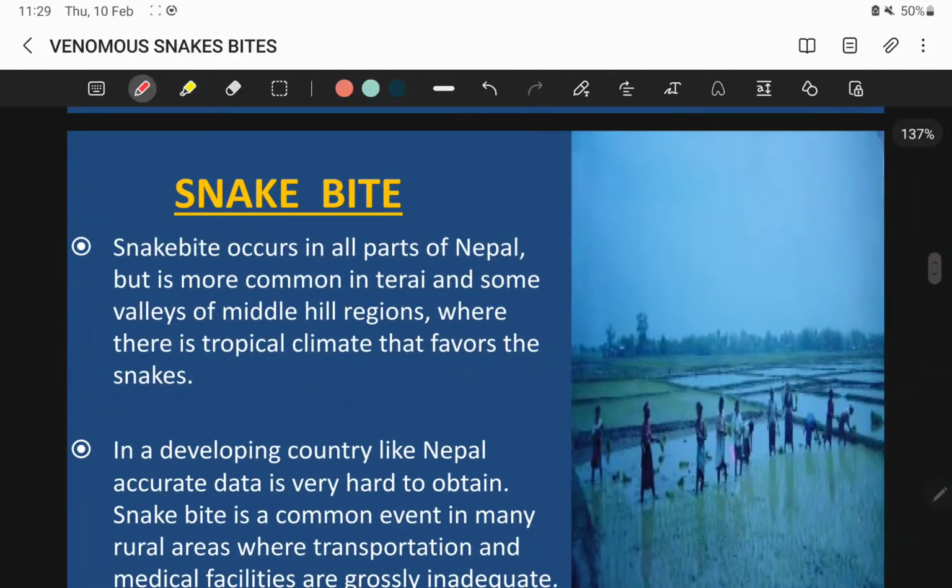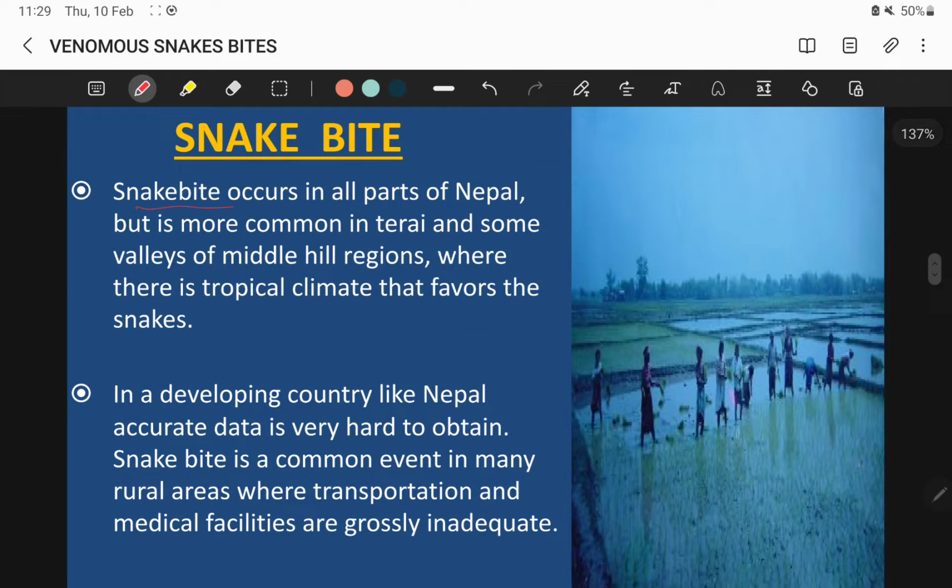So let's read about snake bites. Snake bites occur in all parts of Nepal, but are more common in the Terai and some valleys of the middle hill region, where the tropical climate favors snakes, right?